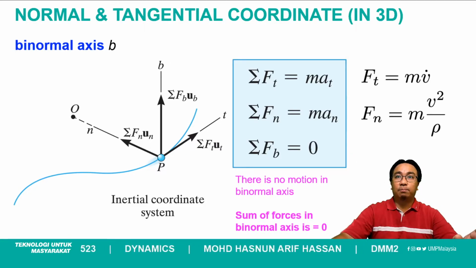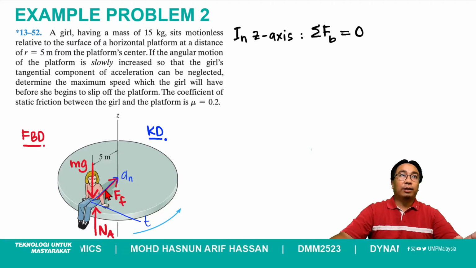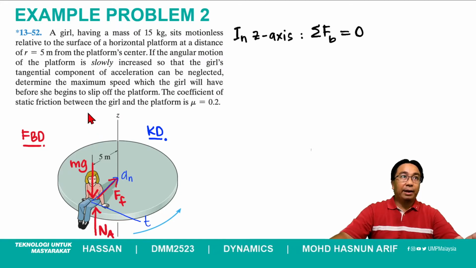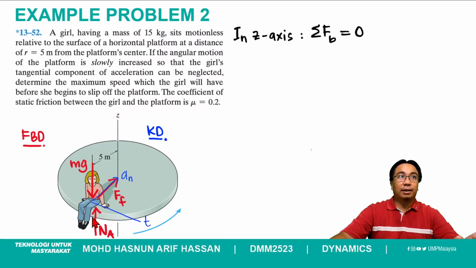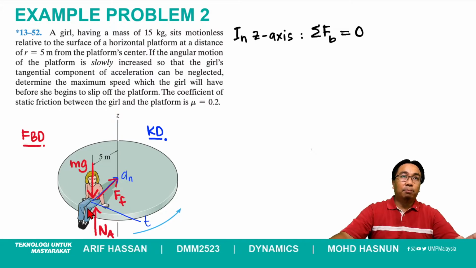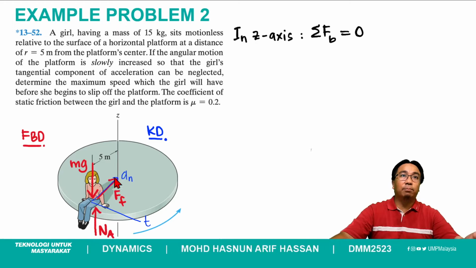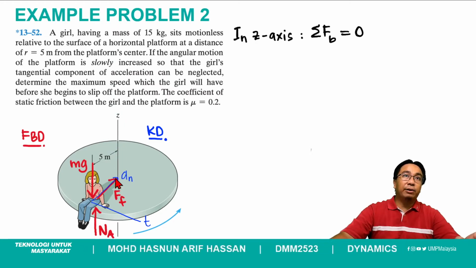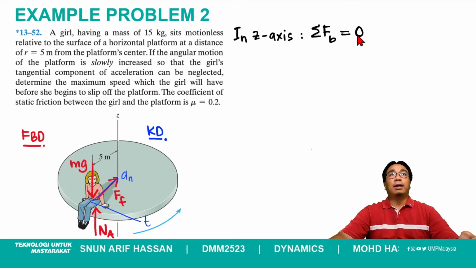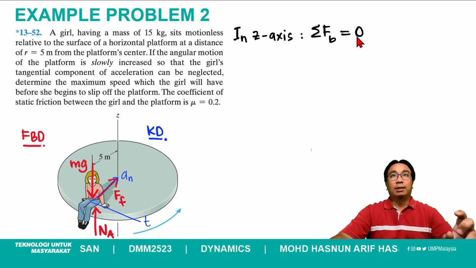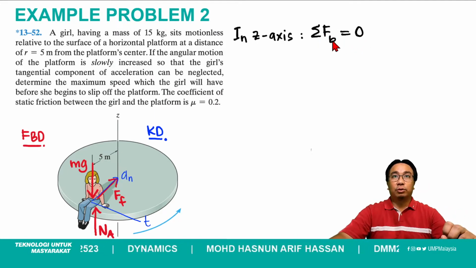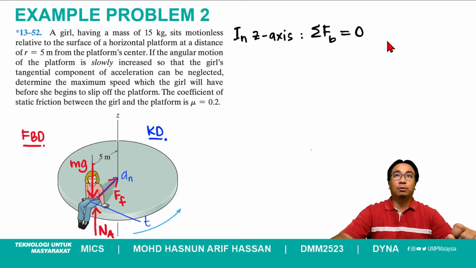Okay, then let's go back to this problem. You can also see here that the girl will not move up and down. She will only move either back and forth or left and right, in either the normal direction or the tangential direction. She will not move in the binormal axis, the Z-axis. Therefore, there is no motion in the binormal axis, so the total force in the binormal axis equals 0.